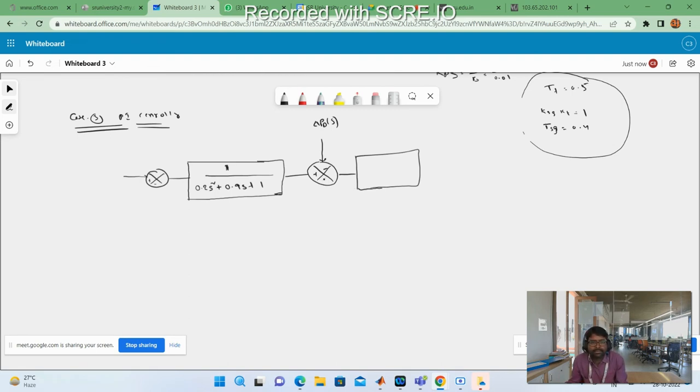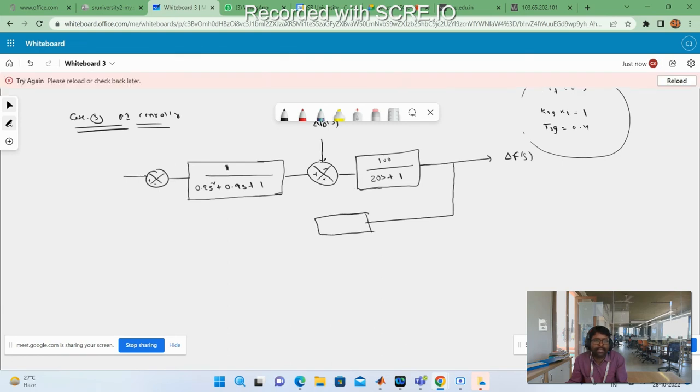100 divided by 1 plus 20s. Okay. Now this is your delta F of S. Now one feedback is coming through 1 by R, and we are assuming that R equal to 3. So it is 1 by 3. It goes to the negative.